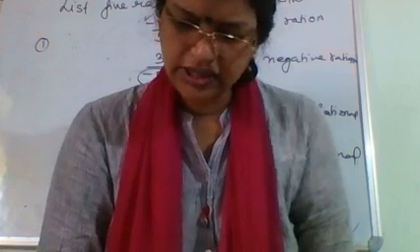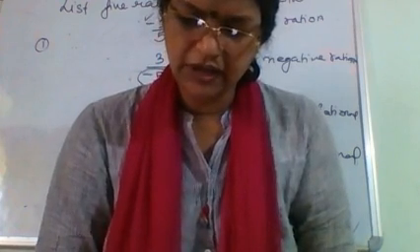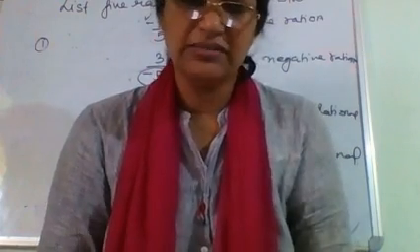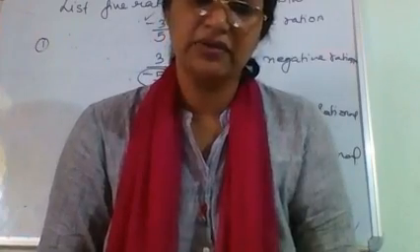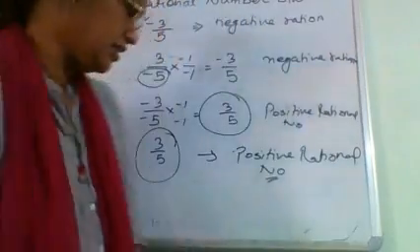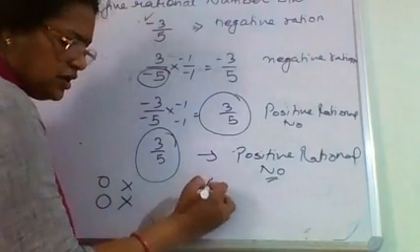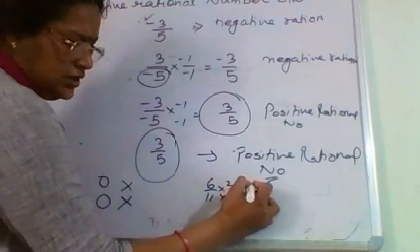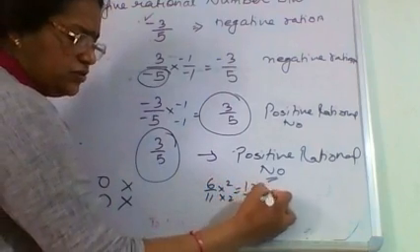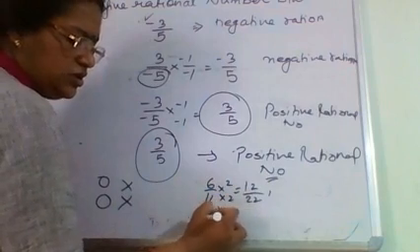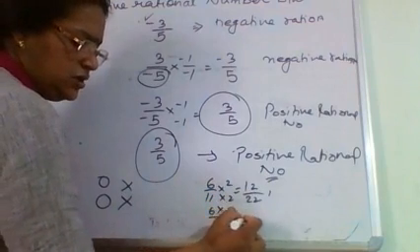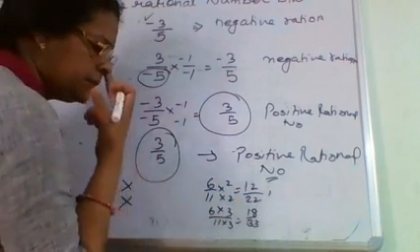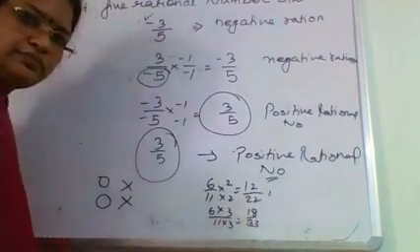Now the next question is find the rational numbers equivalent to each of the following. You will be multiplying by 2, 3 and so on. For example, 6 by 11 is there. I will multiply by 2, so I will get 6 twos are 12, 11 twos are 22. Then 6 into 3, 11 into 3, and so on.